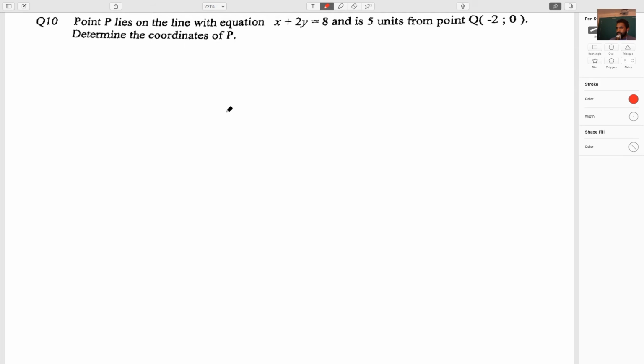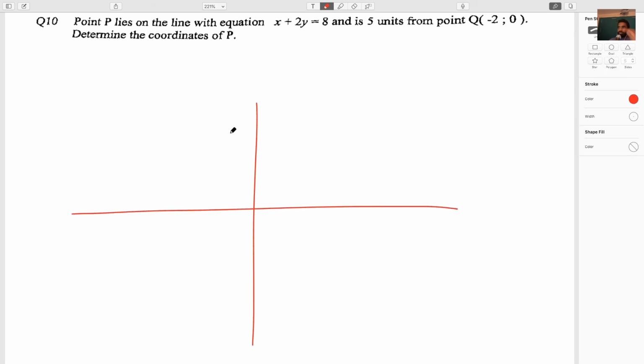But let's go ahead and do our, what do you call this thing? A coordinate plane, our Cartesian plane. And what should we do first? Let's put the point Q, which is minus 2, 0. So that'll be here, maybe minus 2, 0. Here's our point Q. Okay, and Q is minus 2, 0.